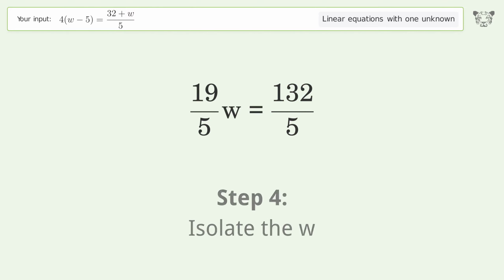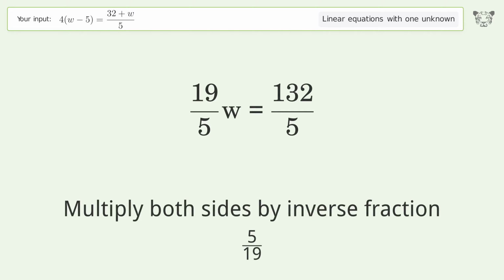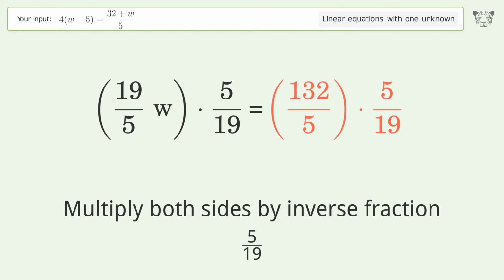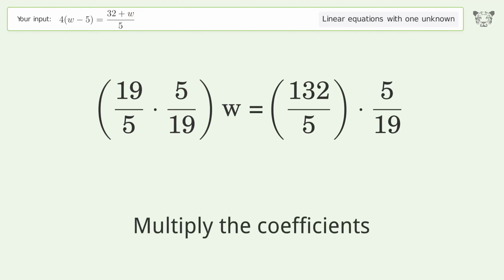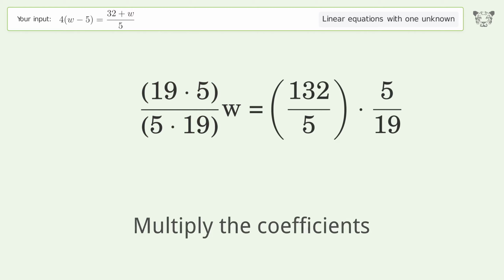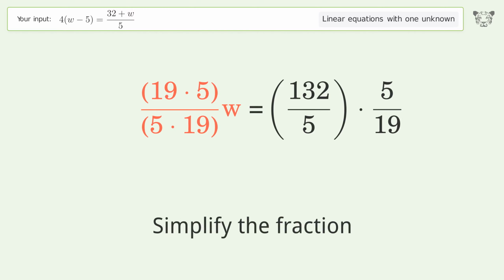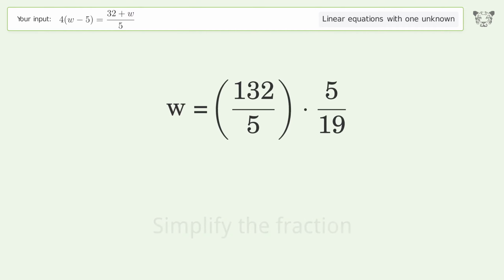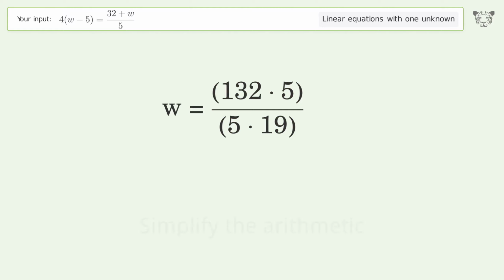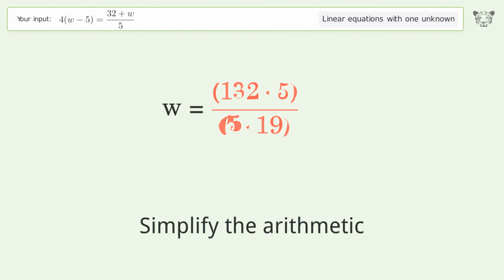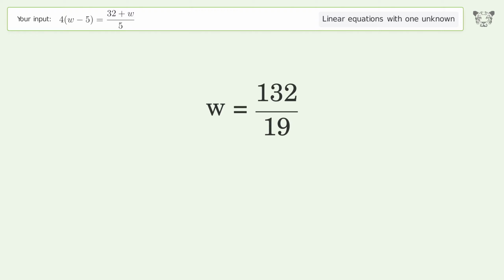Isolate the w. Multiply both sides by inverse fraction 5/19. Group like terms. Multiply the coefficients. Simplify the fraction. Multiply the fractions. Simplify the arithmetic. And so the final result is w equals 132/19.